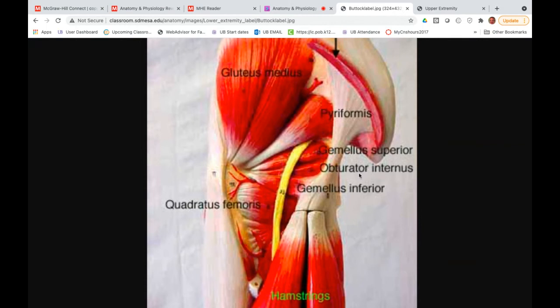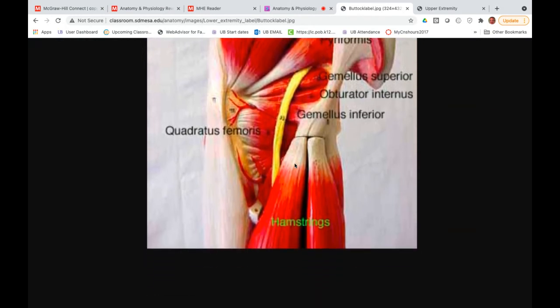There's also an obturator externus. You just can't see it. It's on the other side. But those 6 muscles are the lateral rotators of the hip, aka external rotators. Here's your hamstrings. That's your ischial tuberosity.